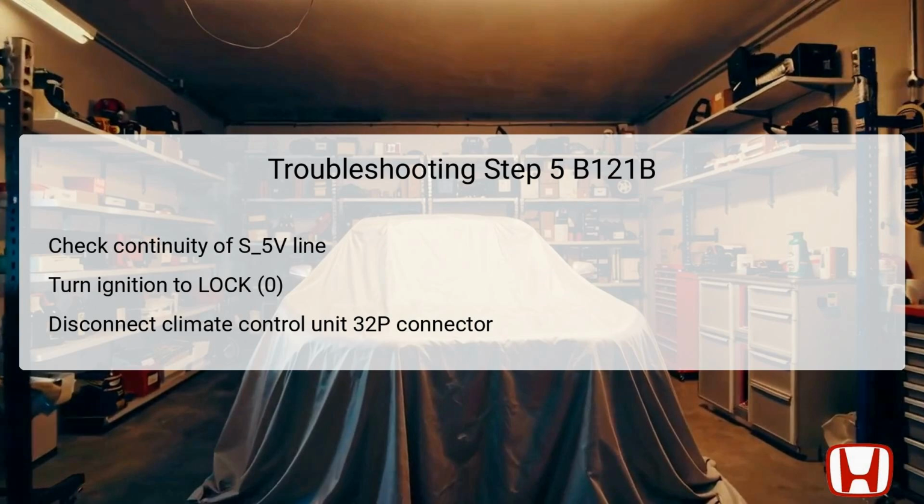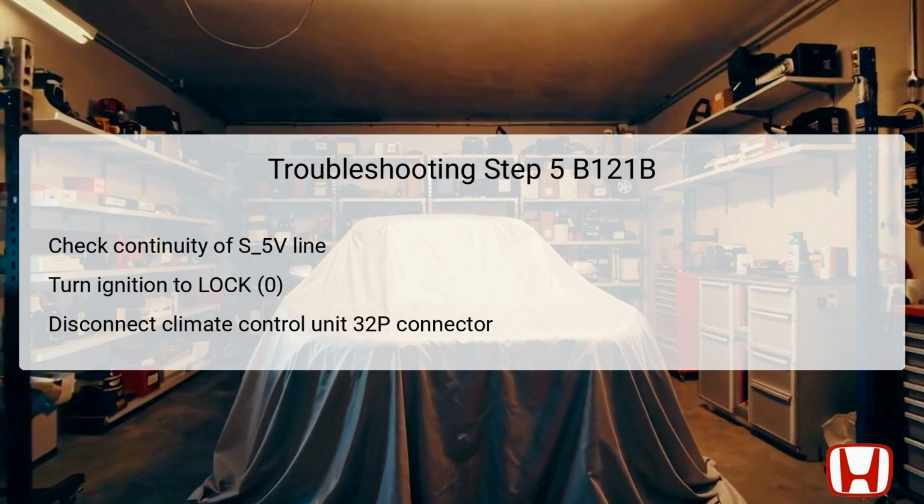Start by ensuring the ignition switch is in the lock position. Then disconnect the climate control unit's 32P connector. This facilitates an unbiased test for continuity without any circuit interference. Measure the continuity between the specified test points, which include the 32P connector's designated pin and body ground.